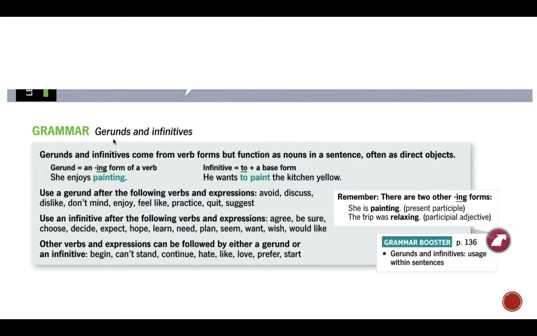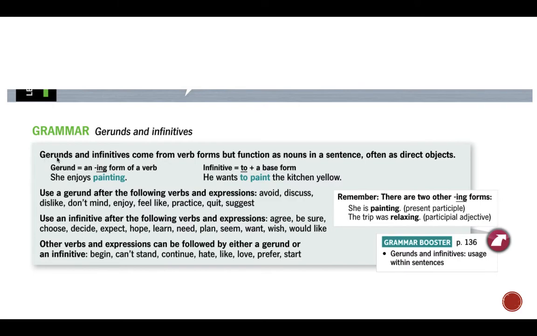So the grammar point here are gerunds and infinitives. Gerunds and infinitives come from verb forms, but function as nouns in a sentence, often as direct objects. Okay, so a noun is like a person, a place, a thing, an idea. Okay, so a gerund is an ing form of a verb. She enjoys painting. Here, painting is like a thing. It's something that you do. Okay, infinitive is to in a base form, to paint. He wants to paint the kitchen yellow.